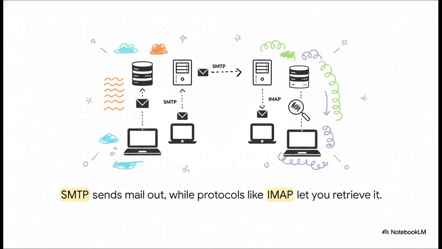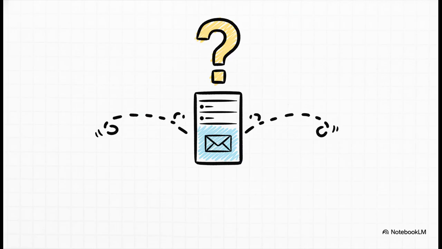So you gotta remember, SMTP's job is to push the email out from your laptop to the server and from that server to the next. But, and this is the key part, to actually read your email, your device has to use a completely different protocol, something like IMAP to pull the messages down from the server. So you've got one service for sending and a totally separate one for receiving. And that actually brings us to an important choice.